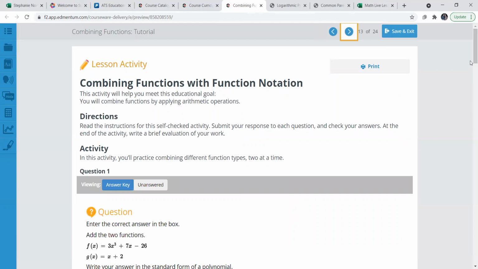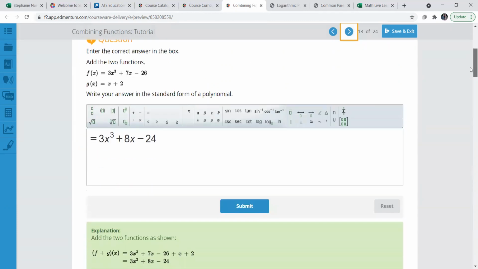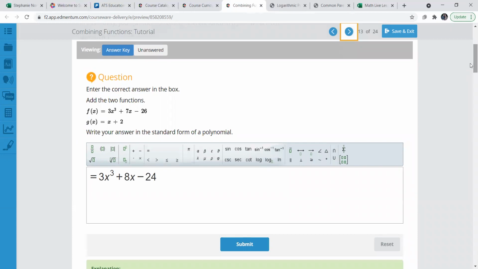Combining functions. Okay, so this, I will have you do this on your own. Questions. But as you can see, I will kind of just talk about this one for just a sec. As you can see, it is pretty simple because you're just combining the like terms. So basically, we have the 3x to the third power, or cubed, plus 7x minus 26, and then we have g of x plus 2. Basically, all you're doing is just combining all of these like terms. That's where you get the 8x from, and that's where you get the 24 from, because we're just combining the two functions together, adding the like terms together.